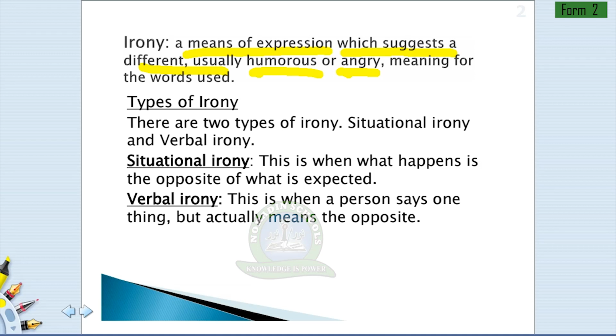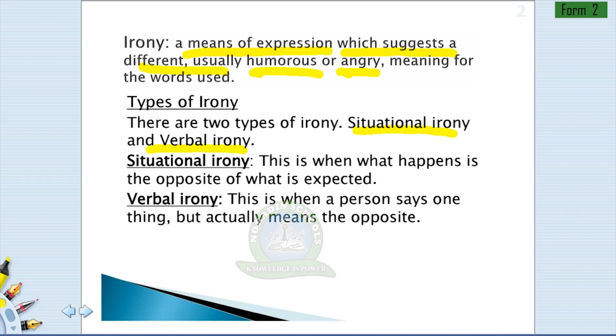If you ask yourself how many types of irony there are, here we have two types of irony. The first one is situational irony, and the second one is verbal irony. Keep in mind, at the end of this lesson, we are going to describe what type of irony it is.